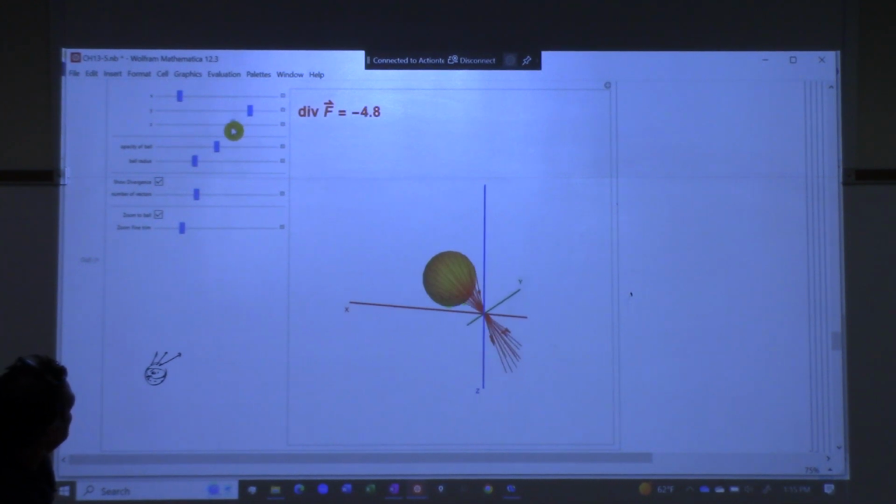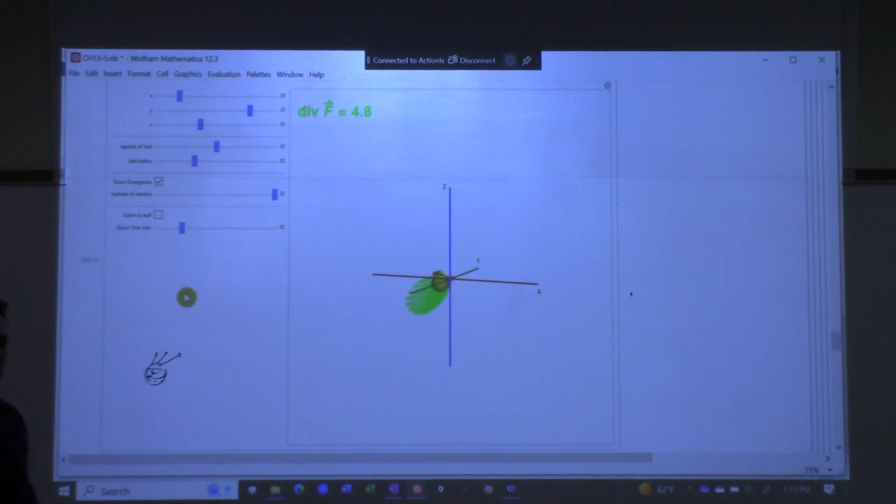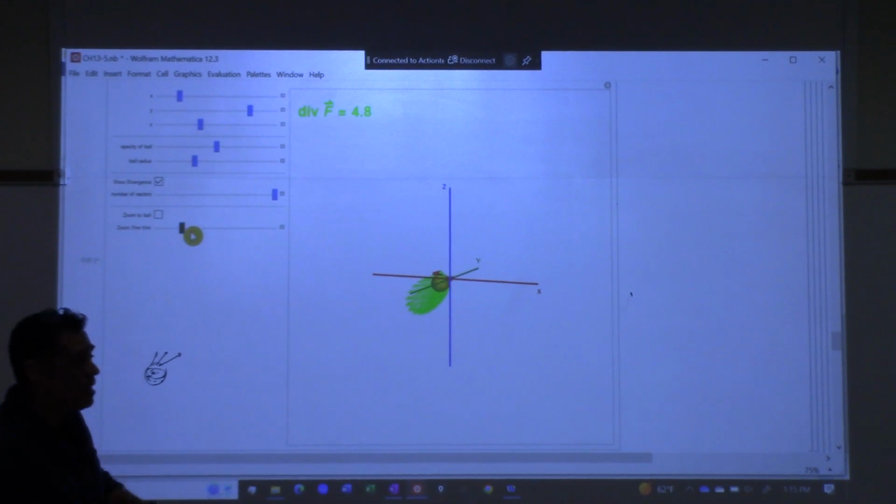Let me see, move it here. There we have more going out than going in, right? I can have more vectors, but I'm definitely going to slow my computer down. There's more vectors. Let me zoom out. Okay? That's what divergence is, all right? Now, that's in the three-dimensional vector field.